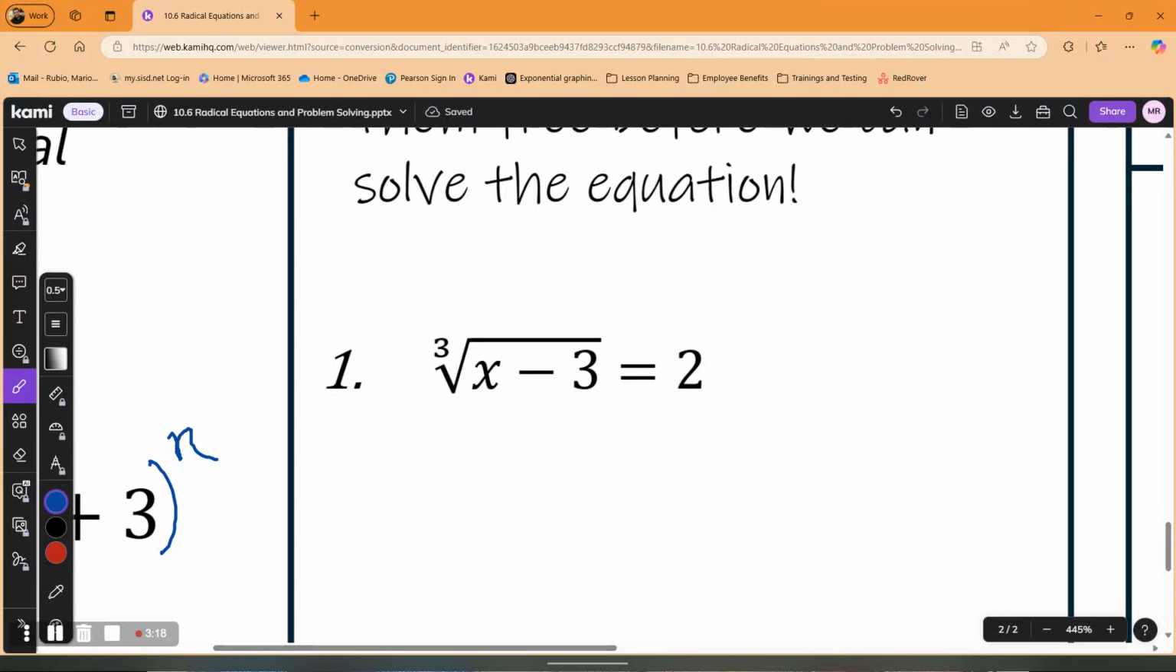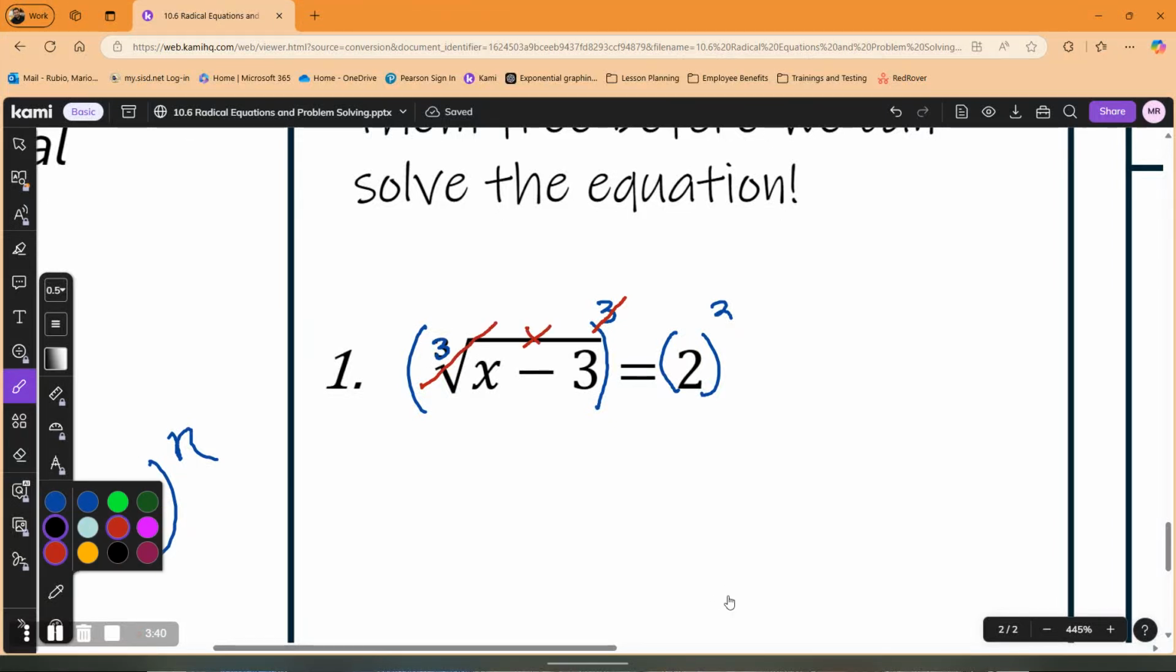The power says whatever the index is, so in this case it's 3, raise this to the power of 3. You have to do the same to both sides of the equation. I'm sorry, I wrote 2, but it's 3. And what happens is this 3 cancels out this root and the radical. It all goes away.